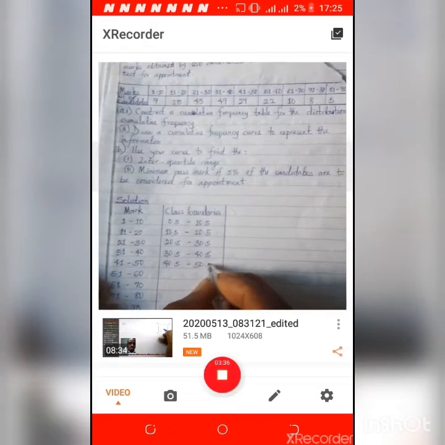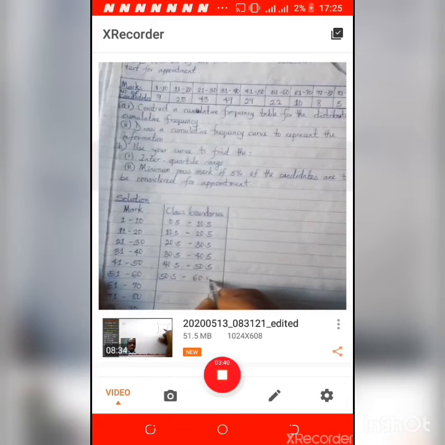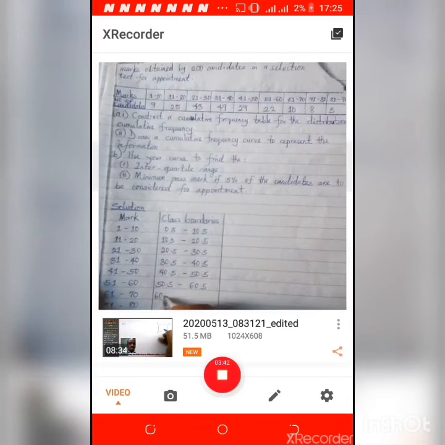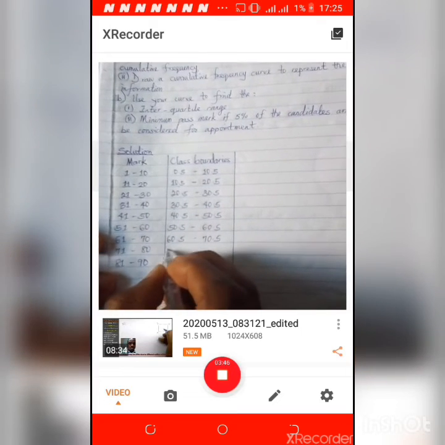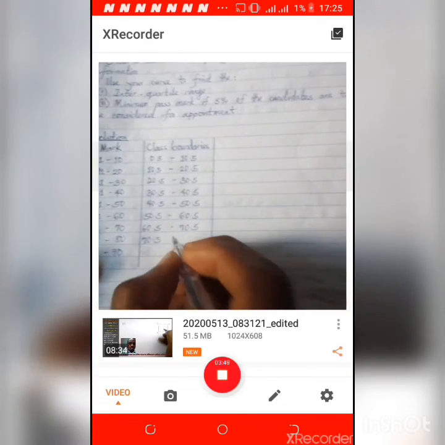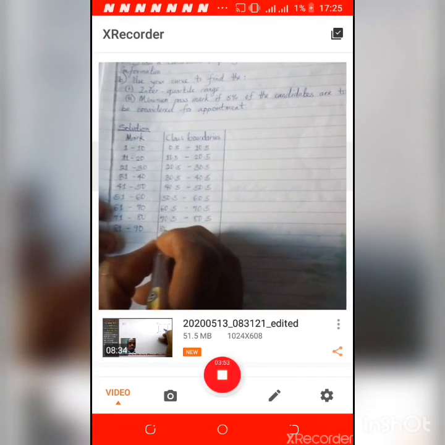Then we have 50.5 to 60.5. We have 60.5 to 70.5. Then we have 70.5 to 80.5. Then we have 80.5 to 90.5.